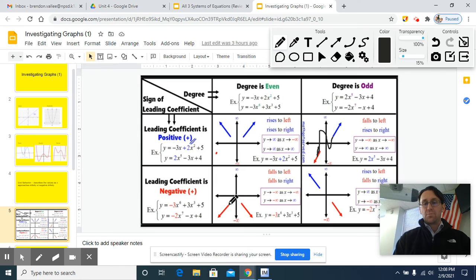Okay. This one right here, just like if we just had this kind of graph here, this parabola, as x approaches infinity, as x goes to the right, y approaches negative infinity. It goes down. As x approaches negative infinity, y approaches negative infinity. Okay.